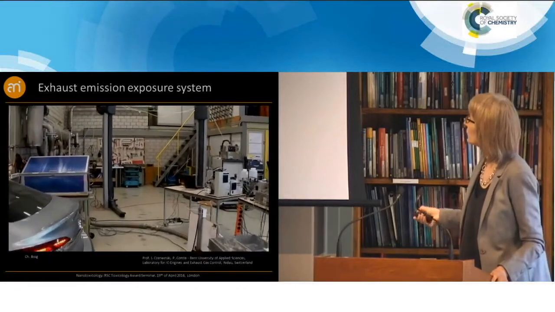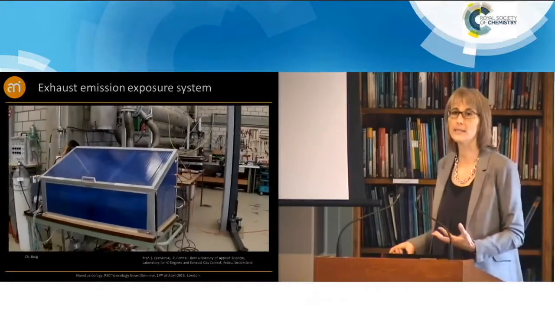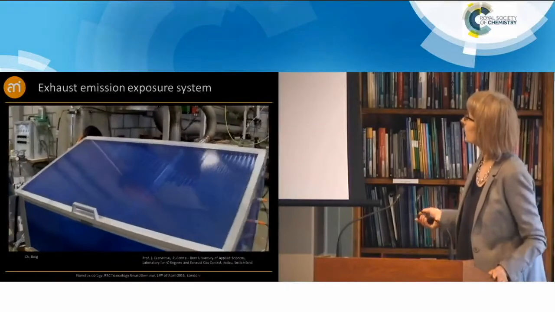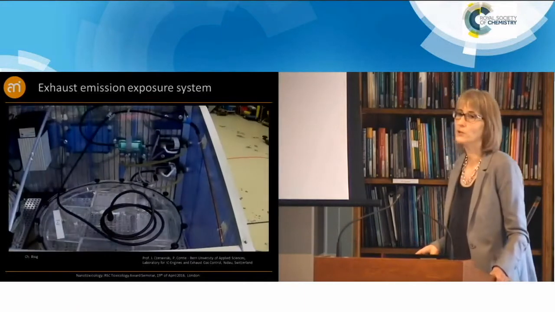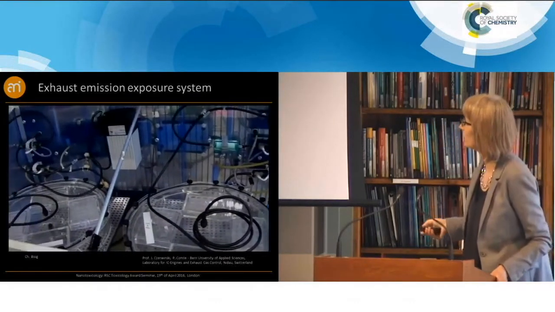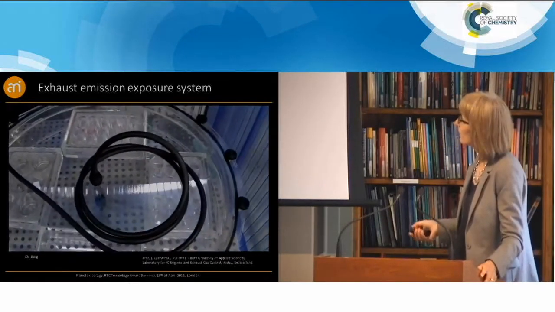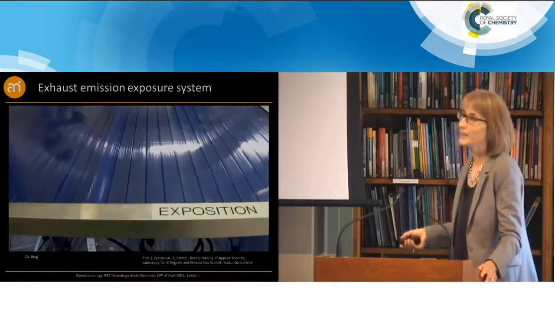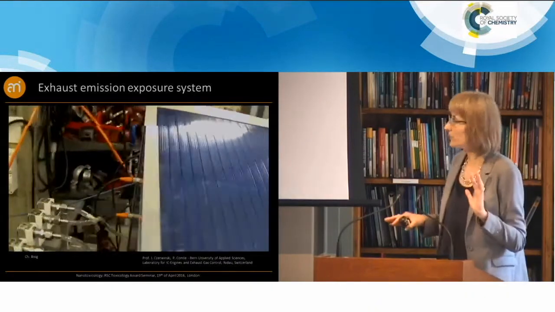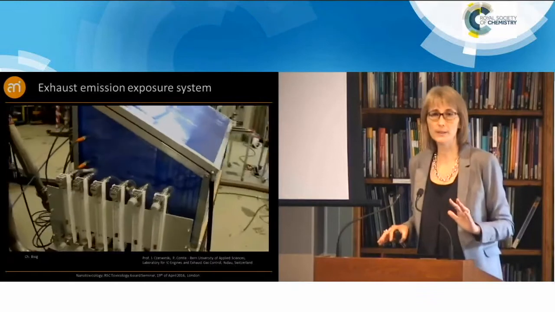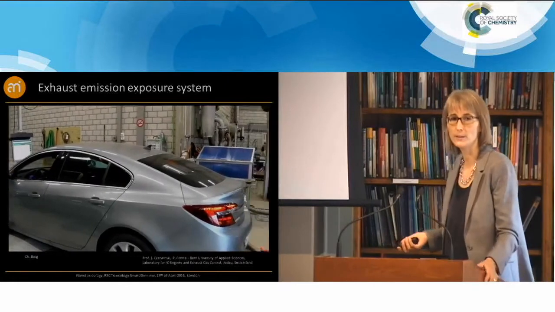Here you see a lot of measurement stations, because part of the exhaust can be used to characterize the composition of the exhaust. And in this blue chamber here, which has perfect or optimal conditions for the cell cultures, in these two big chambers here, we have our cell cultures. This is the tube where the exhaust is entering. And you also see on the side a system which is important for the humidification of the chamber, because you need about 80 to 90% humidity to keep the cells happy.